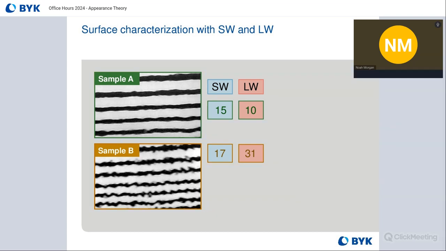Here we can see how the short wave and long wave data correlates to our visual perception. In sample A, the short wave and long wave values are fairly low, and this gives us a relatively smooth appearance. Whereas in sample B, the short wave value is slightly higher and the long wave value is a lot higher. When you look at the sample, it looks a lot wavier than sample A, and it's very unpleasant to the eye.